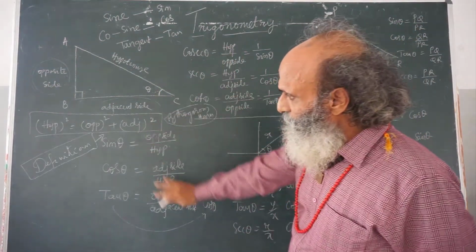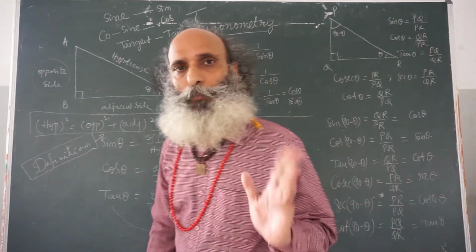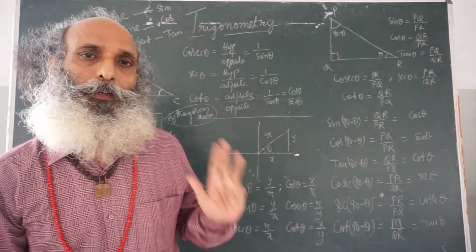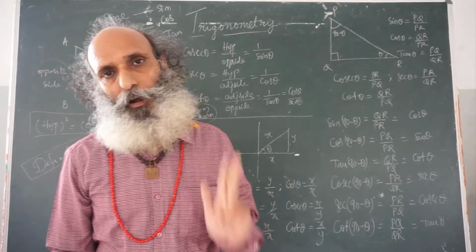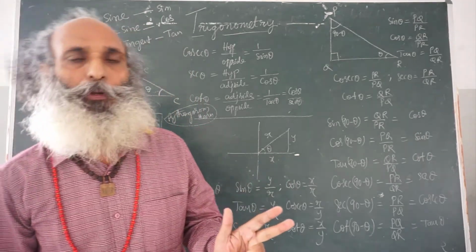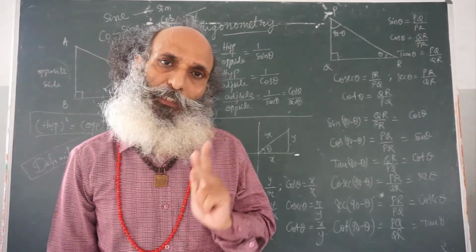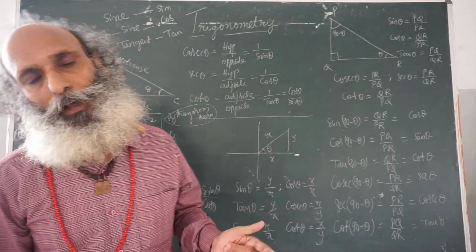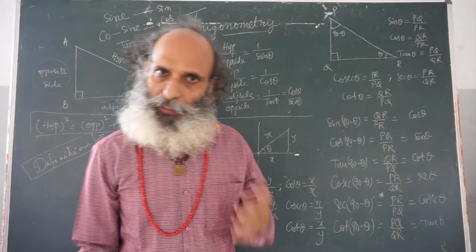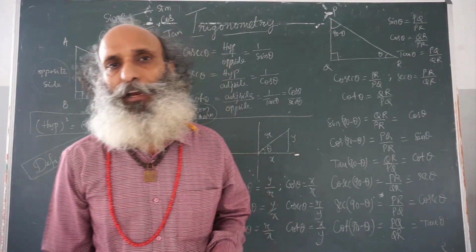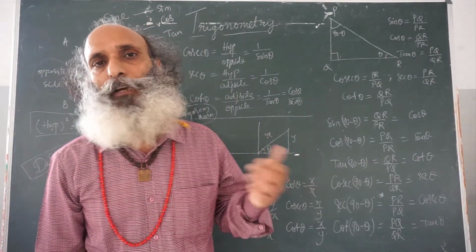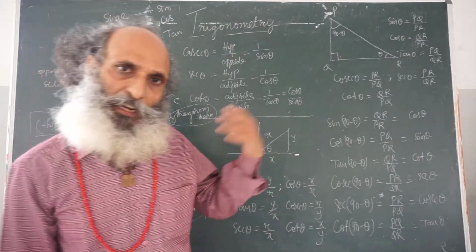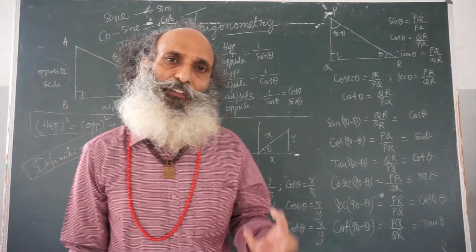These are all the definitions. So, we must remember: sin theta, opposite side by hypotenuse; cos theta, adjacent side by hypotenuse; tan theta, opposite side by adjacent side; cosecant theta, hypotenuse by opposite side; secant theta, hypotenuse by adjacent side; cot theta, adjacent side by opposite side. These ratios, these definitions you must remember.